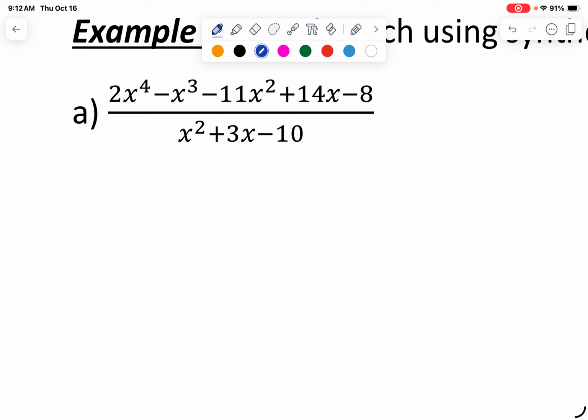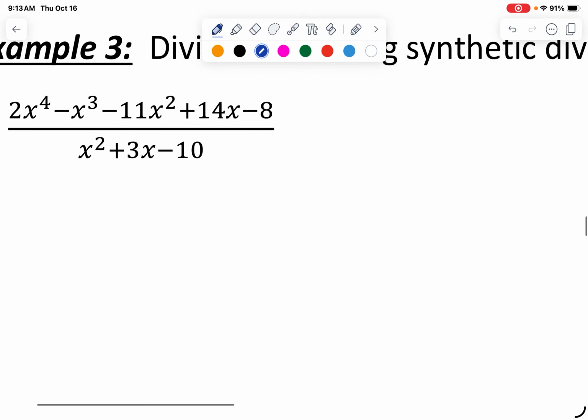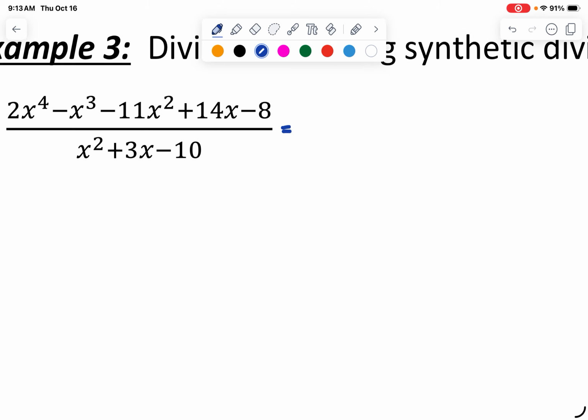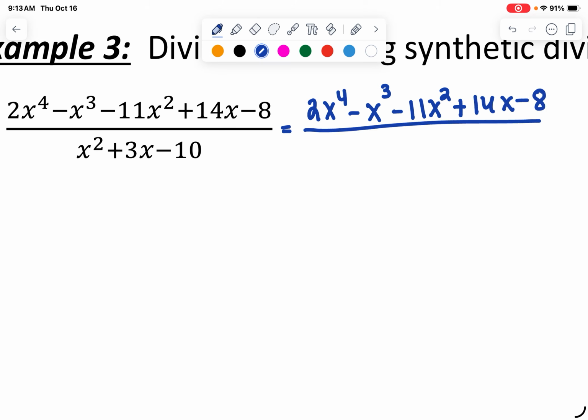If you look at the denominator, it is factorable, and it could factor into two linear binomials. So what we're going to do is factor it. That way we can see two linear binomials, okay? So this is equivalent to 2x to the fourth. If there's any terms missing, I'm going to put 0 placeholder, but I don't know if there is. Let's see. Minus x cubed minus 11x squared plus 14x minus 8. No, there's no missing term. Divided by, and then I'm going to factor the denominator to x plus 5 times x minus 2. So I have two linear binomials.